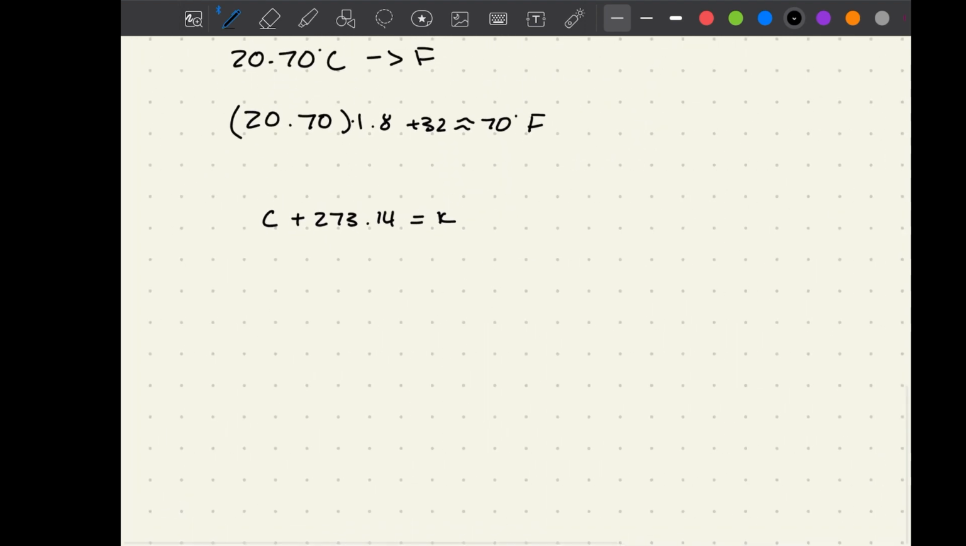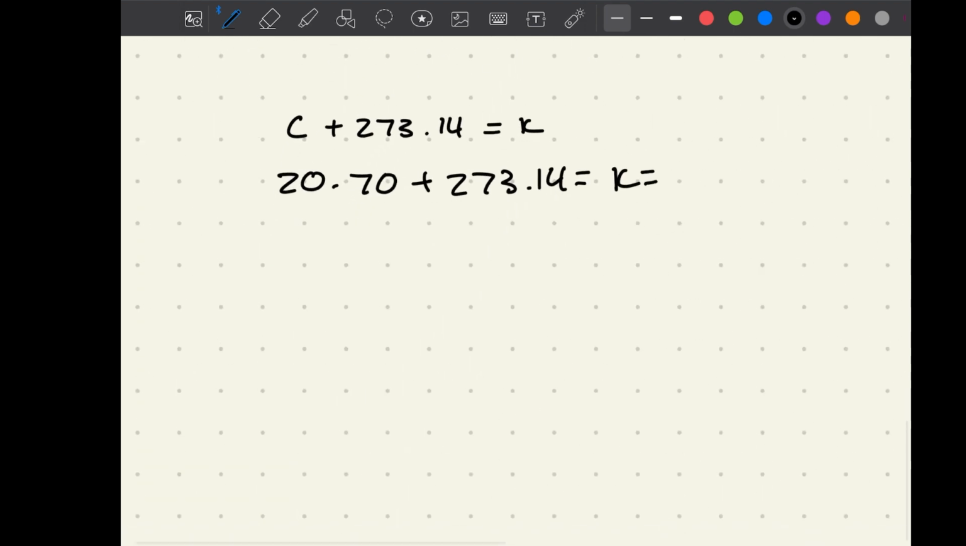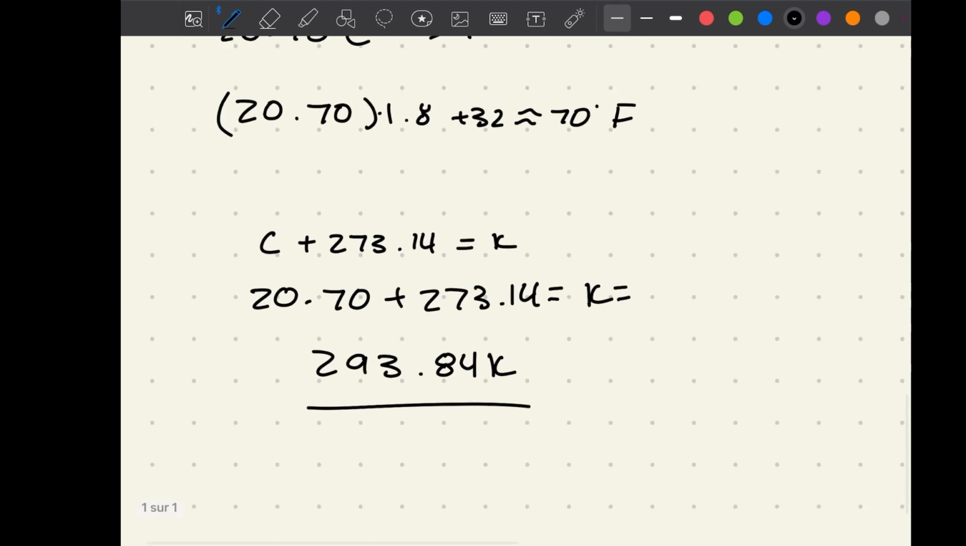So we get 20.70 plus 273.14 equals Kelvin, which is equal to, let me see, it gives us 293.84 Kelvin. For Kelvin, you do not mention degrees, you just say Kelvin.